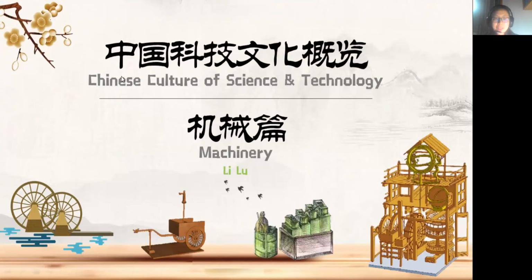Welcome to Chinese Culture of Science and Technology series class. Today, we are going to talk about machinery. In Chinese, we call it 机械. As you can see here, there are some images. These are the representatives of ancient Chinese mechanical technology. In the following lessons, we are going to introduce them in detail.